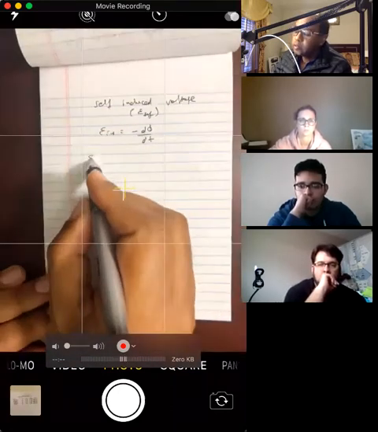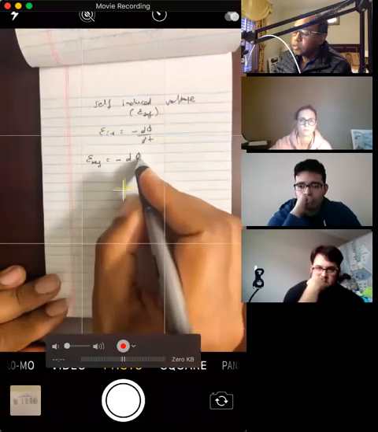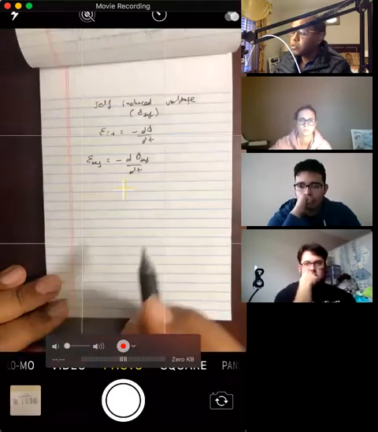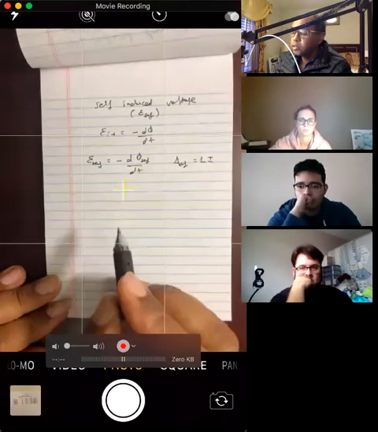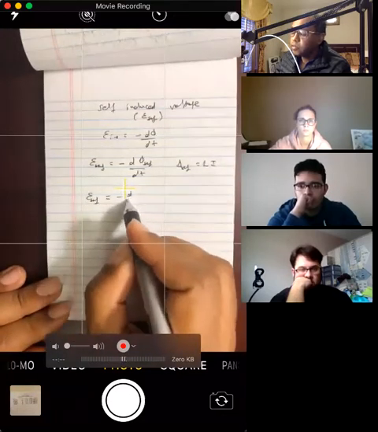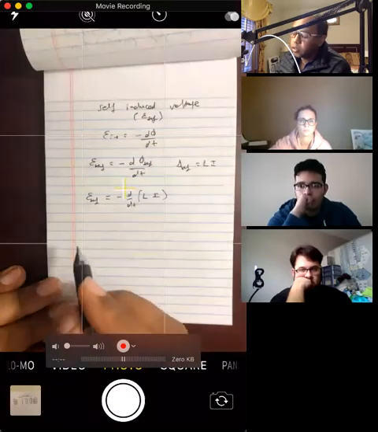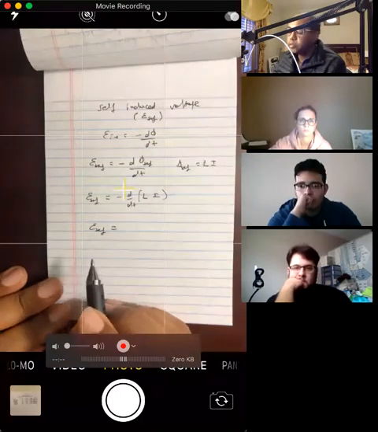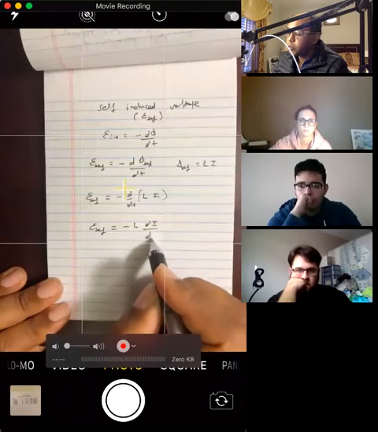So in this case, the self-induced voltage would be the negative of the derivative of the self-induced flux with respect to time, okay? But we just said that the self-induced flux is inductance times the current, right? So the self-induced voltage is the negative of the derivative of the inductance times the current, and so you get the following. The self-induced voltage of an inductor is given by negative L, the derivative of the current with respect to time, okay?